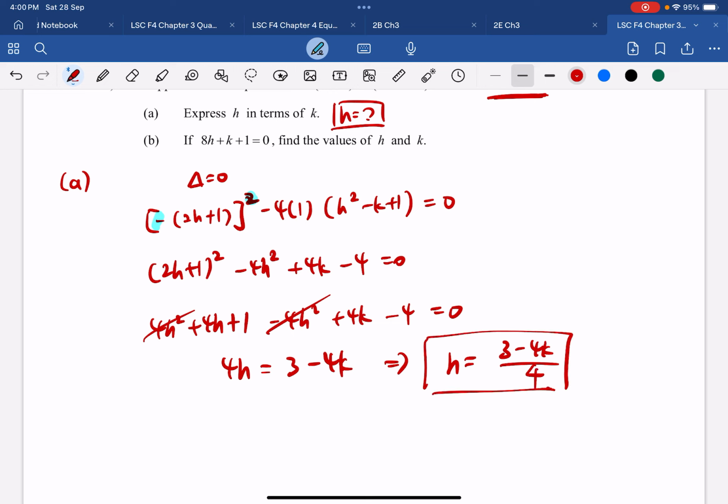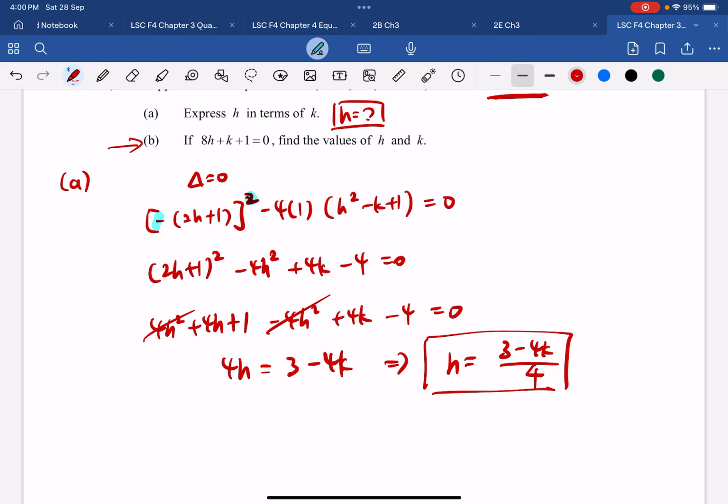That's the answer. And then for part B, it asks you, if 8h plus k plus 1 equals 0, find h and k. So you will know that this is actually a simultaneous equation, right? In the lesson, we distributed the program code for simultaneous equations.